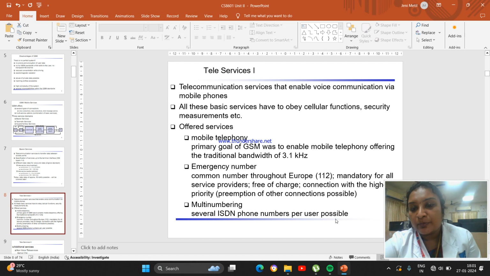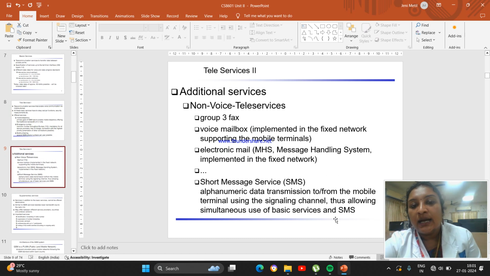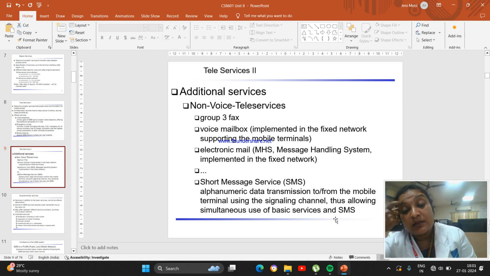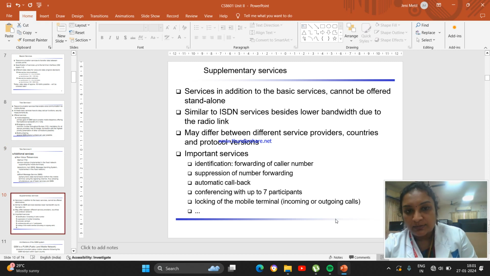The primary components provide the traditional bandwidth of 3.1 kilohertz. As additional services, we provide non-voice tele services like faxing, voice mailbox, and short messages. These are the additional non-voice tele services provided by the GSM network.